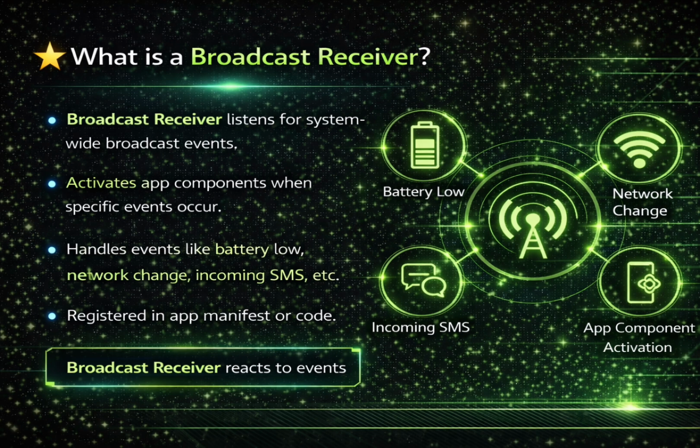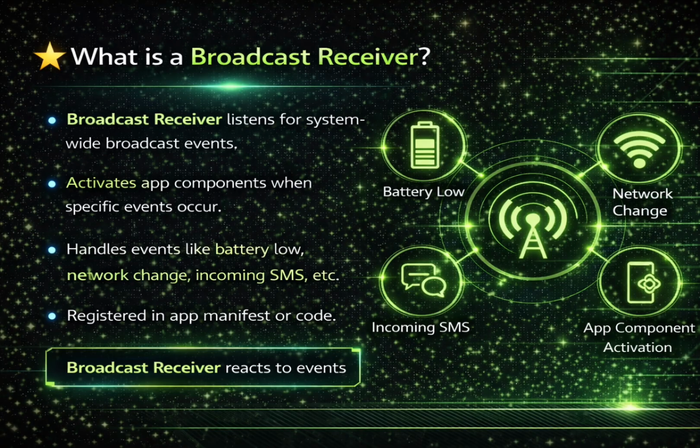When a broadcast receiver detects an event, it can start an activity, trigger a service, show a notification, or update some part of the app. A simple example is receiving an incoming SMS. The broadcast receiver gets notified, and then your app can read the message or show a notification. Another example is detecting network connectivity changes, which helps apps adjust their online features.